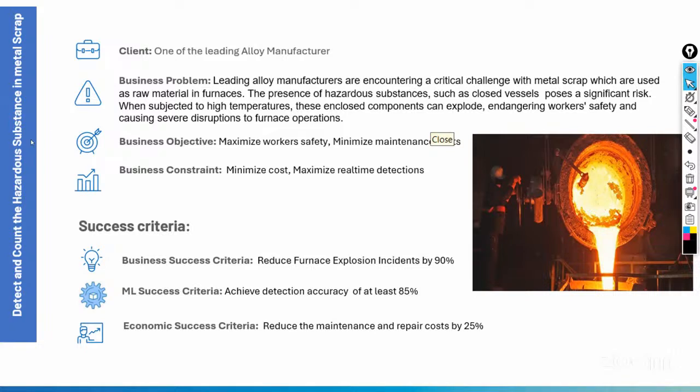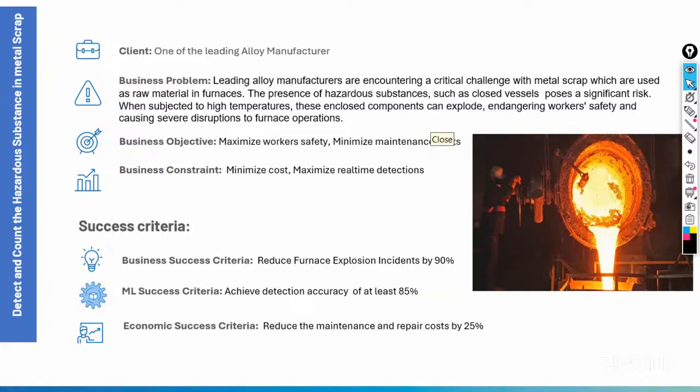Now coming to the business objective. Our main business objective is to make furnace operation safe and minimize maintenance issues. We also want to keep the cost low and ensure real-time detection of hazardous material before the scrap enters the furnace. So we have to focus on extracting the hazardous substances which might blast, before putting the scrap into the furnace. Now we come to our success criteria.